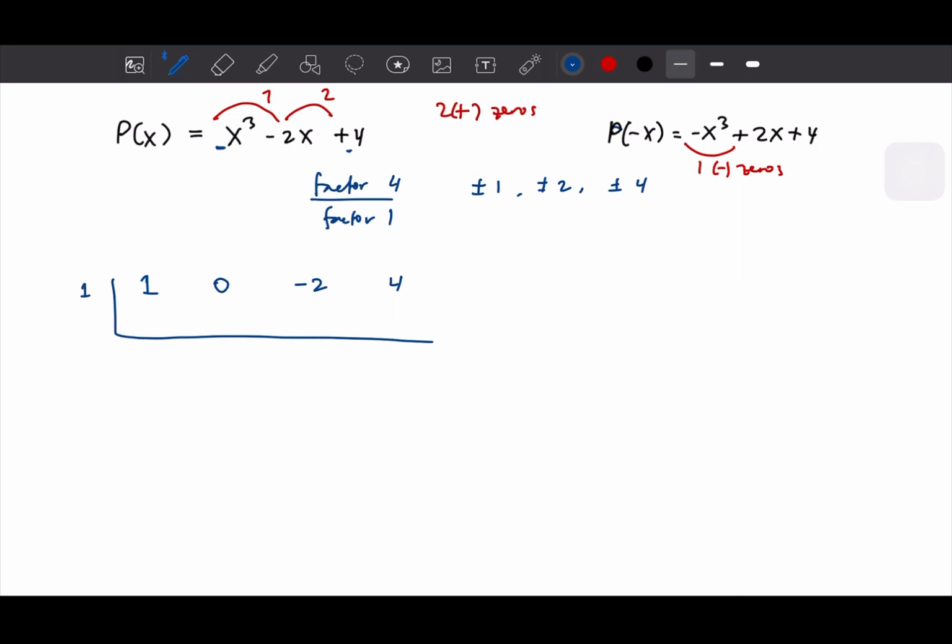Okay, we start from 1. I think we could try almost every number since there are not too many. I don't think this is working, so let's check another one. Let's check 2. Okay, I think we could check using negative 2. Let's say negative 2.